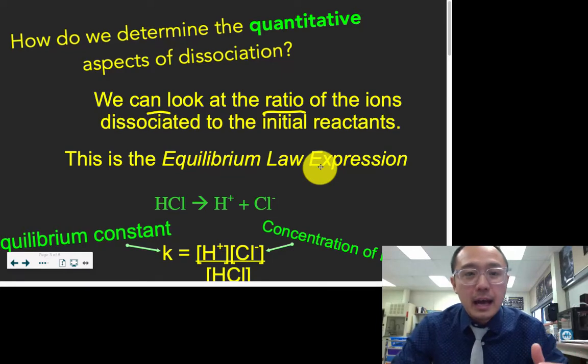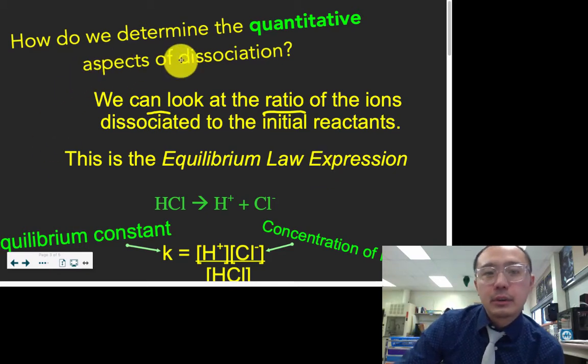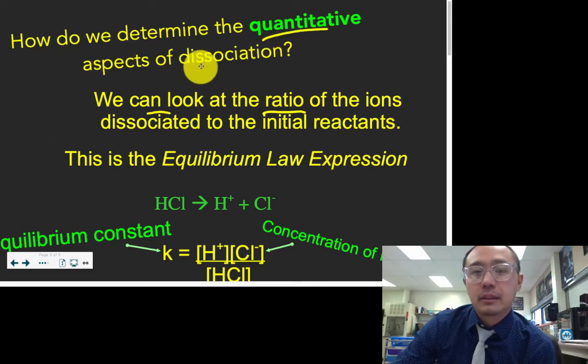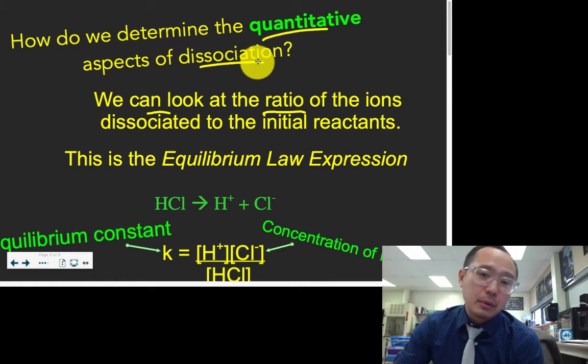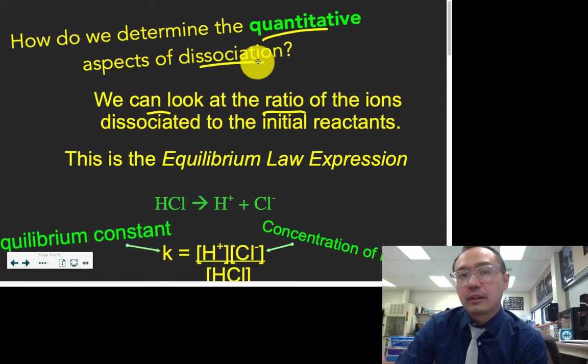Hey, so this is looking at how we can put a number to the ions that are dissociated. So the question here is, how do we determine the quantitative aspects of dissociation? When a chemical dissociates into solution, can we put a number? Can we calculate the concentration of the ions?